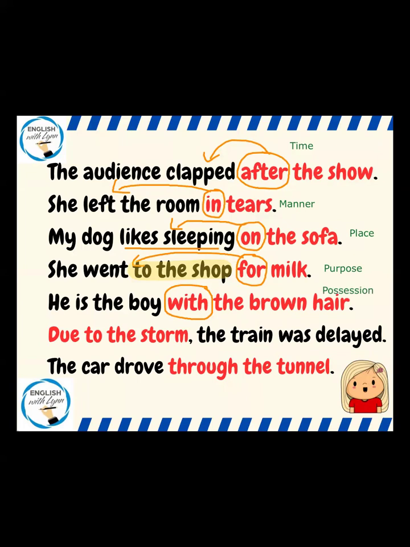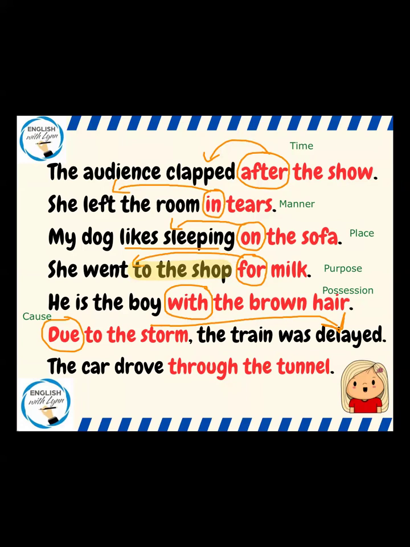Now this next one, the prepositional phrase is at the beginning of the sentence. Due to the storm, the train was delayed. I could have put it at the end: the train was delayed due to the storm. So the fact that there was a storm, this prepositional phrase here is linking to why it was delayed. It is giving the reason for the delay, so this one shows the cause of something. It shows the cause of the delay to the train.